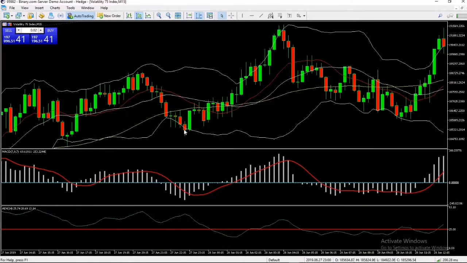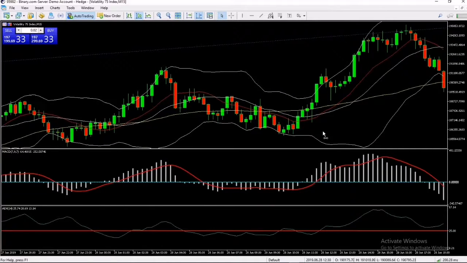Outside the lower Bollinger Band before it started reversing here. So the little profit you've made from here to here, you would have entered and come out before it reversed. Do you understand? That is really how this market works.